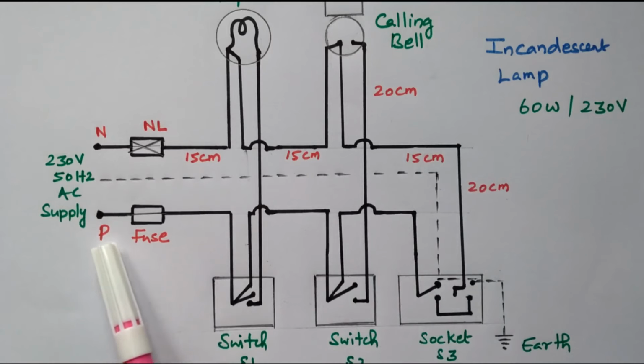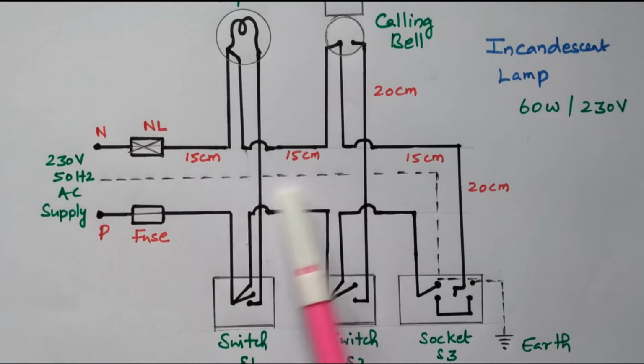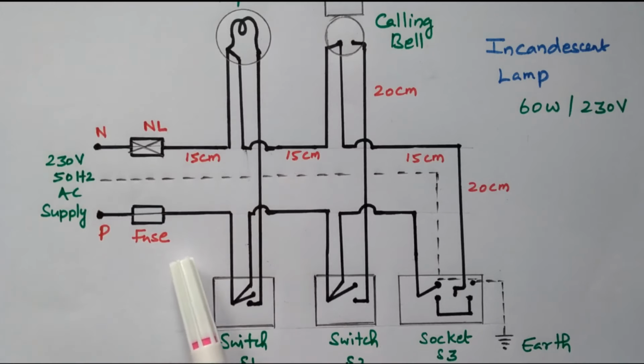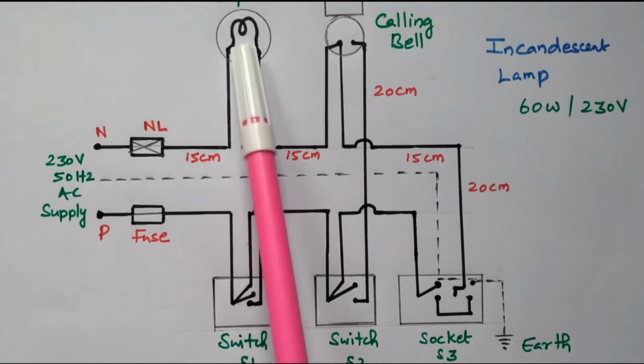The phase is always connected through the fuse and switches. The fuse is used to protect the circuit. Based on the rating, if any abnormal condition or over current occurs, the fuse will blow. Fuse will blow means the circuit will be disconnected, so that we can protect the circuit from the over current. So phase is always connected through the fuse. Then it is given to the switches. Switch S1 is used to control lamp 1.